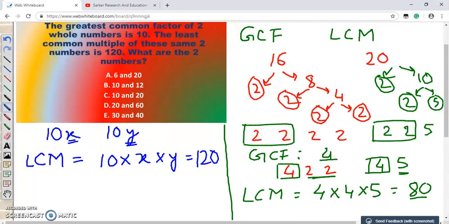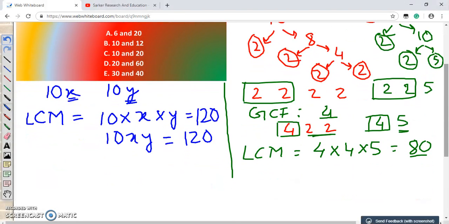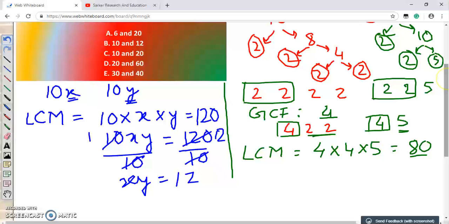So I can write 120 here. So 10xy equals 120. I can divide both sides of this equation by 10, and if I do that, what do I get? So this is 10 and this is 10. 10 divided by 10 is 1, and 120 divided by 10 is 12. So I can write that x times y is 12.